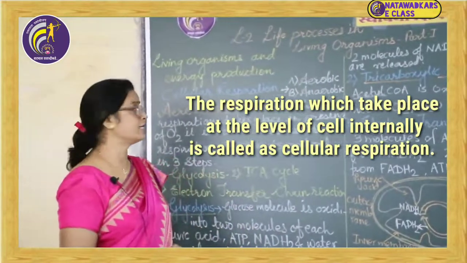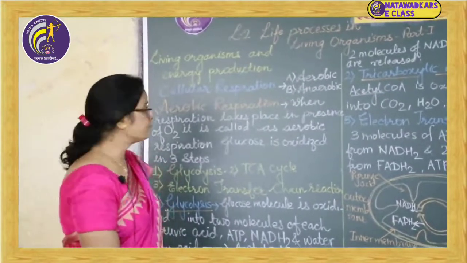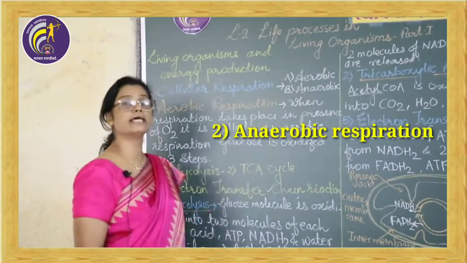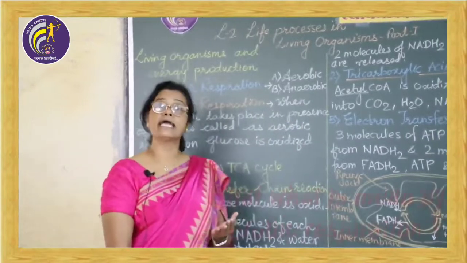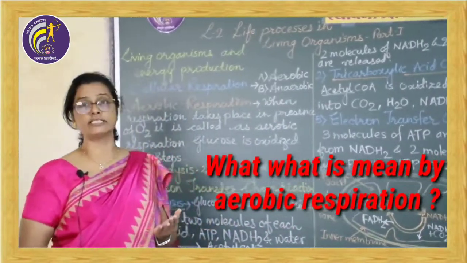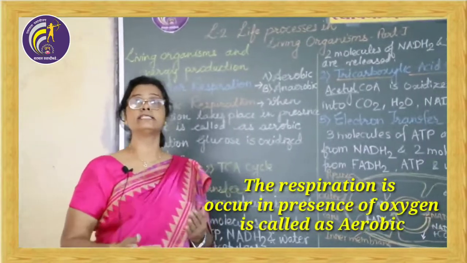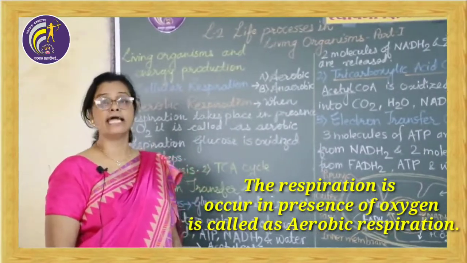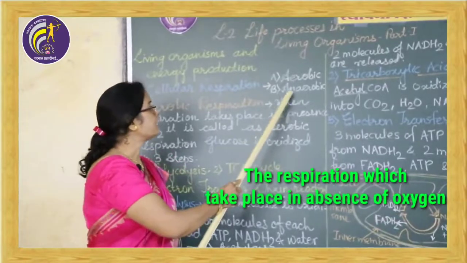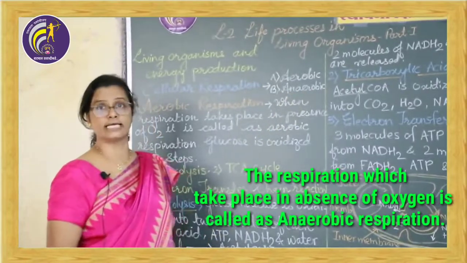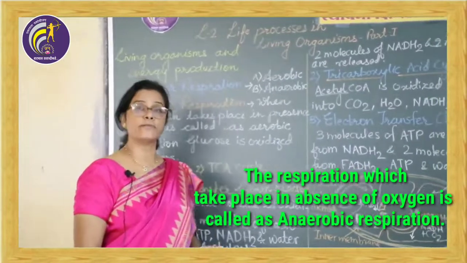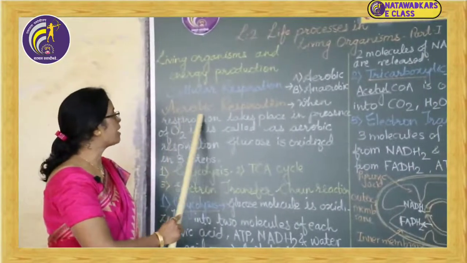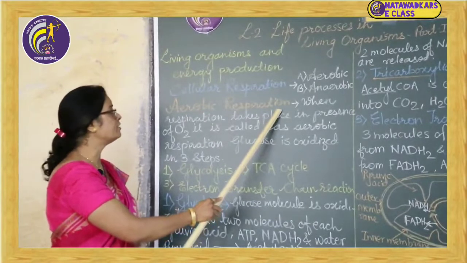This cellular respiration is again of two types. One is called aerobic respiration and the second is called anaerobic respiration. What do you mean by aerobic respiration then? The respiration which occurs in the presence of oxygen is called aerobic respiration, and the respiration which takes place in the absence of oxygen is called anaerobic respiration. Students, we are going to study aerobic respiration in the human body.